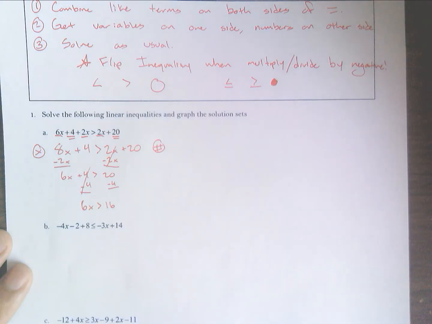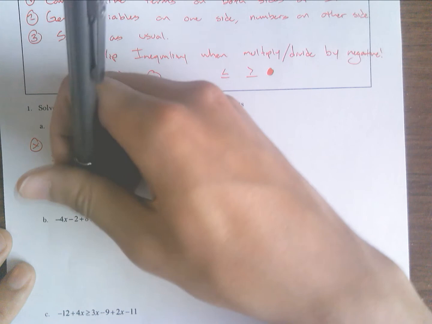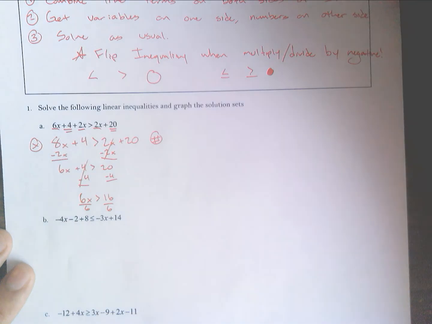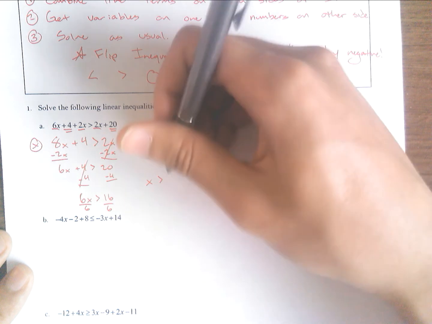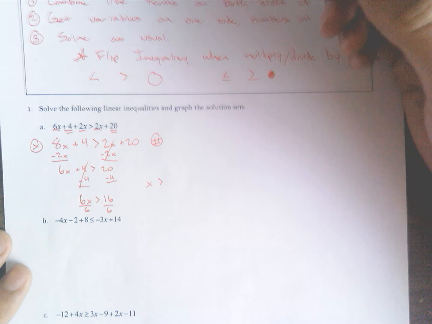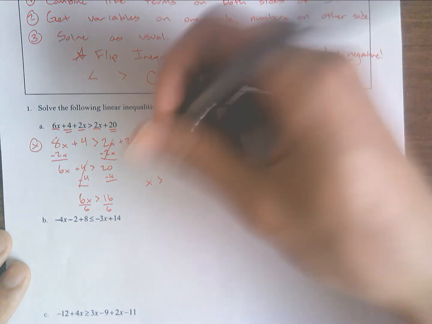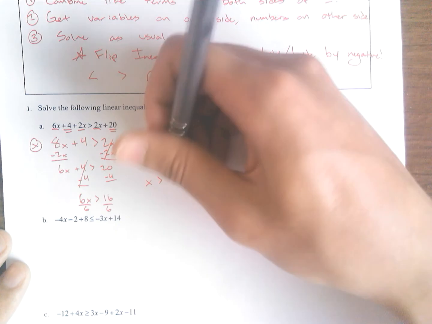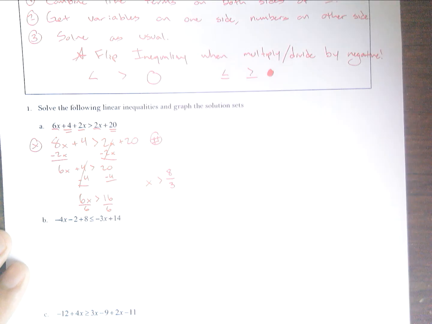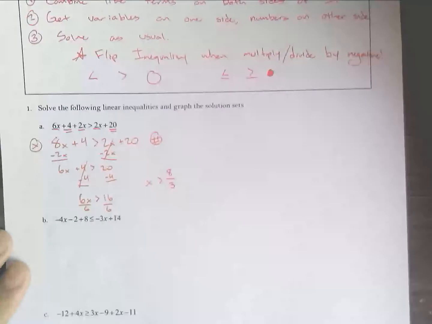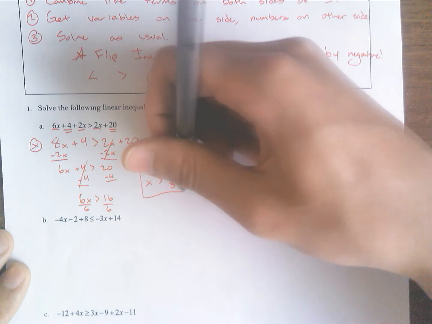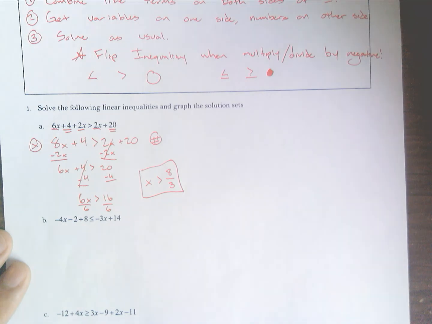And then our last step, to get x by itself, we divide both sides by 6. And I'll write my solution over here. X is greater than, we don't flip the inequality, right? We didn't divide by a negative. And then 16 over 6, we can reduce that fraction. We can pull out a factor of 2. So 16 divided by 2 gives me 8, and 6 divided by 2 gives me 3. So 16/6 reduces to 8/3. If you have an Inspire as well, you can always plug it in there, and your Inspire will reduce it for you.